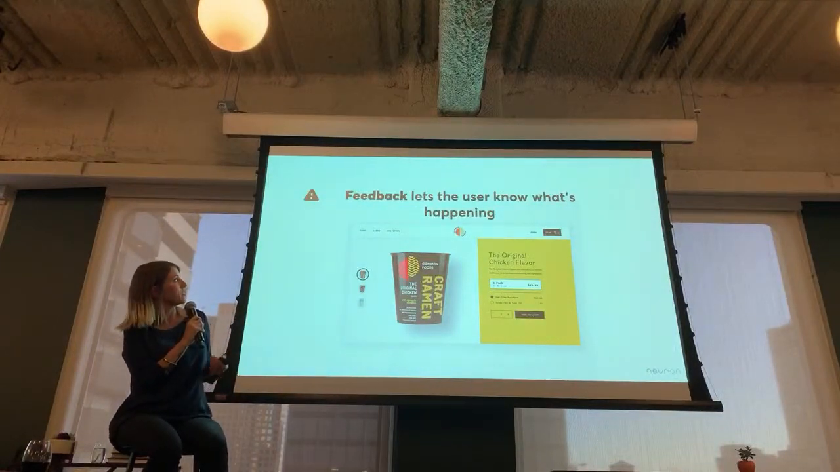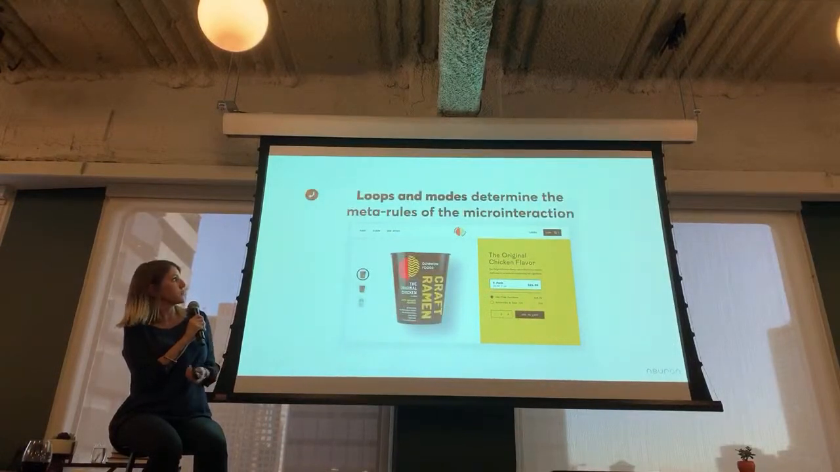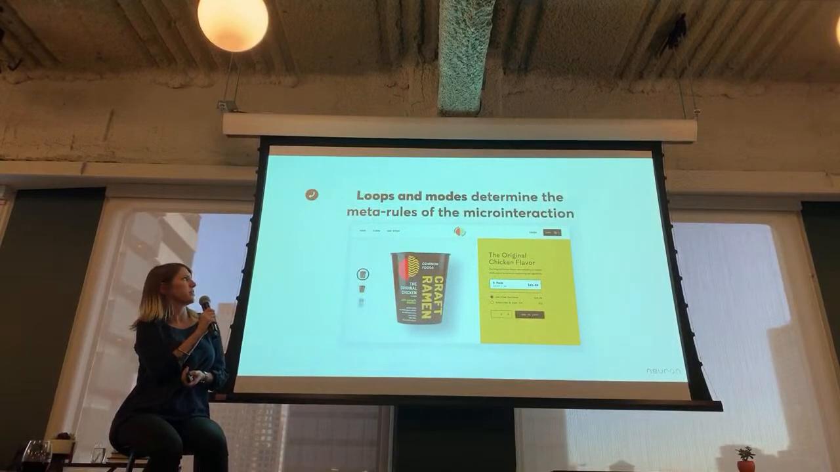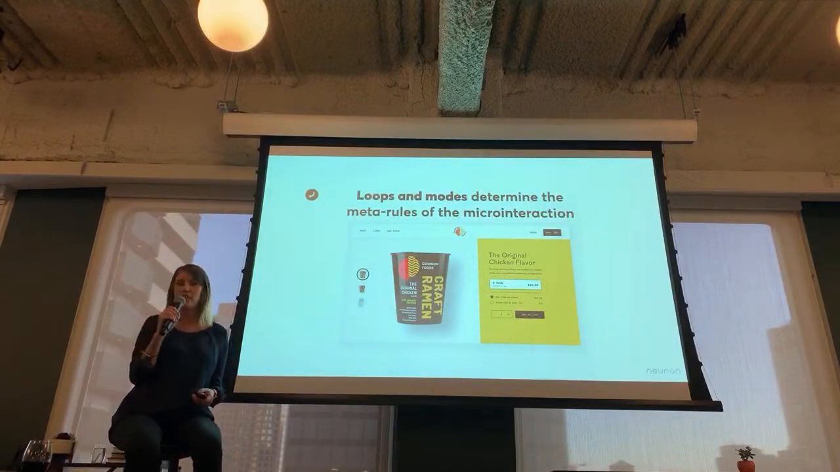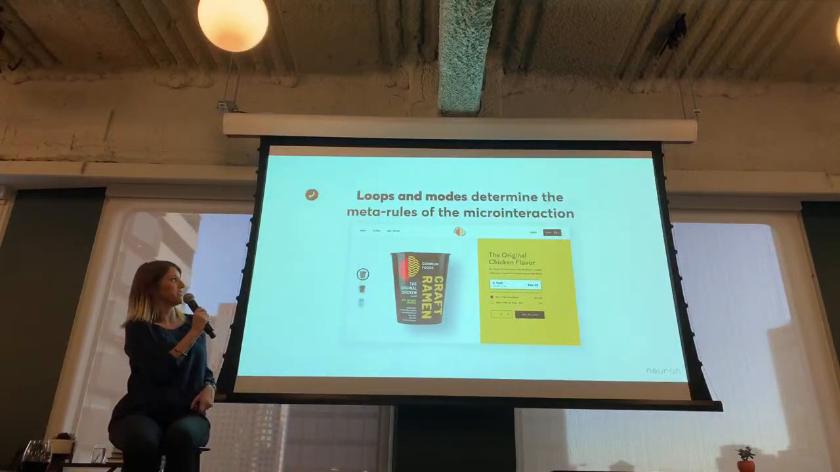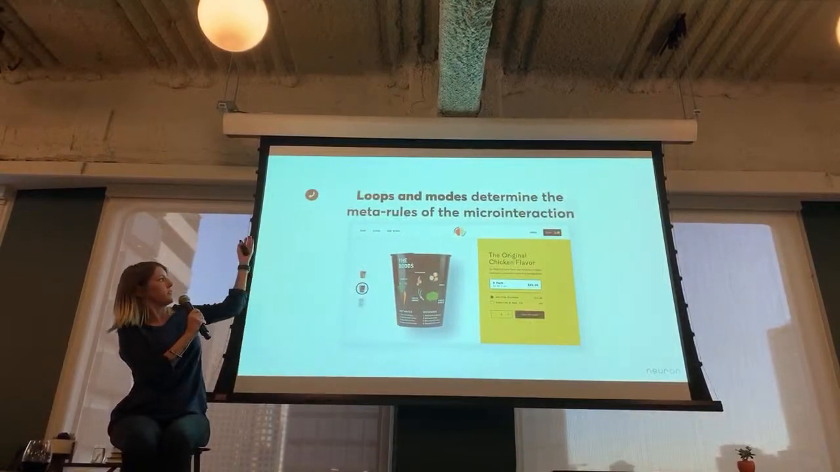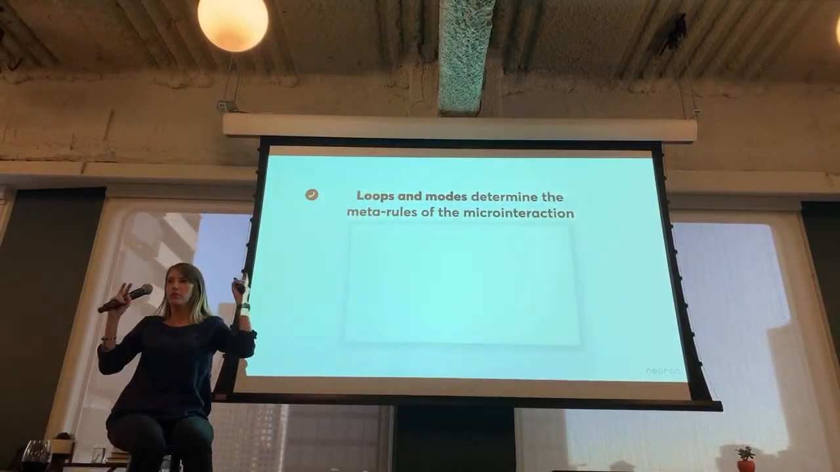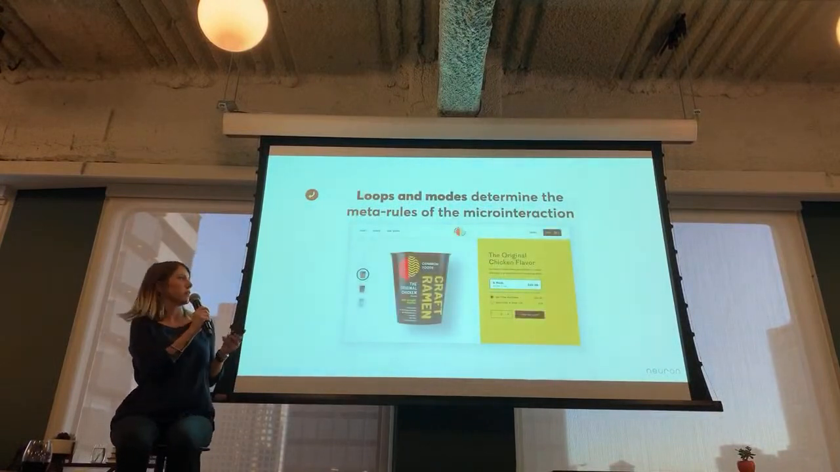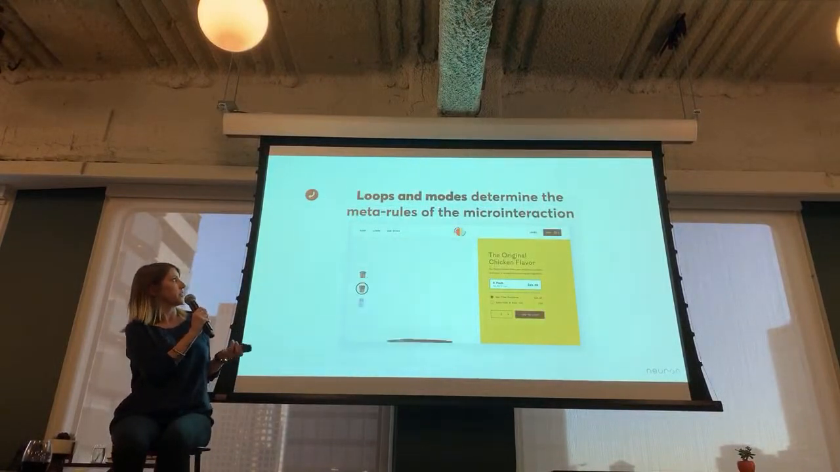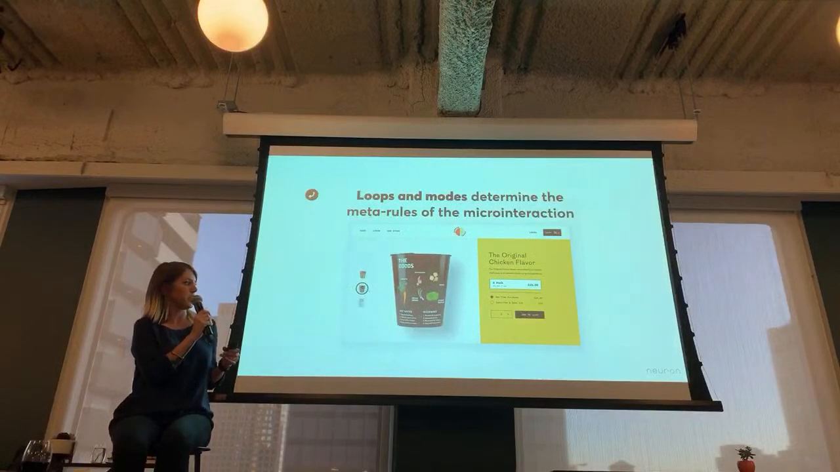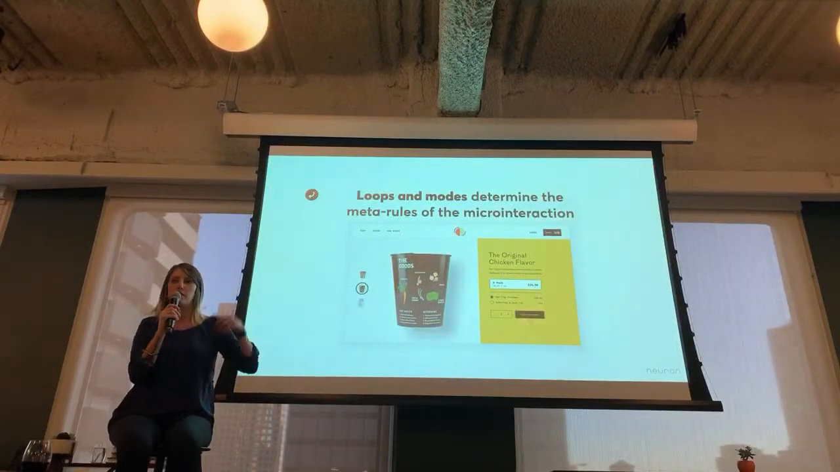And lastly, loops and modes. So loops and modes was arguably weirdly hard for me to understand. I think it was the words used, but I couldn't really grasp what the heck a loop and a mode were and what the difference was. Dan Saffer defines them as the meta rules of the microinteraction, and that actually makes sense to me now. So the loop is essentially how frequently it's looping, it's occurring.